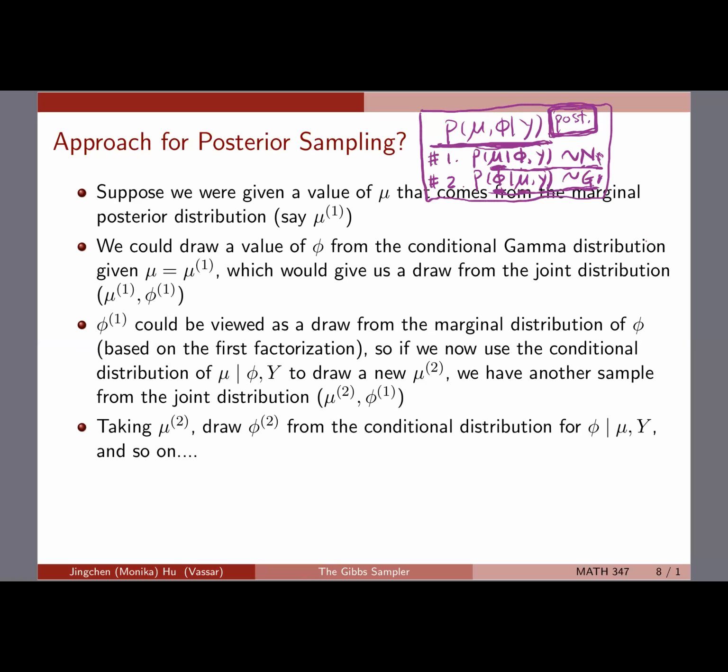So this is the general motivation, and let me show you how the procedure actually works. Now we have mu given phi and y being normal, and phi given mu and y being gamma. The way to do it is: I'm going to sample a mu given phi and y, and I call it mu one. I use this superscript just to denote the index, telling you this is the first mu that I draw.